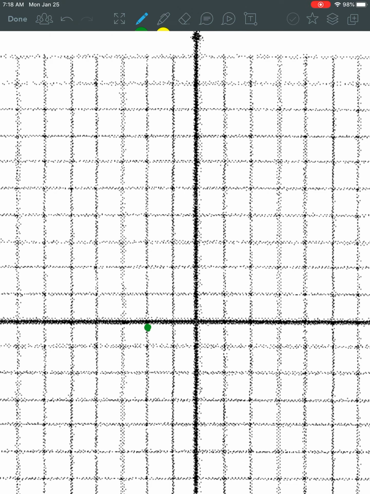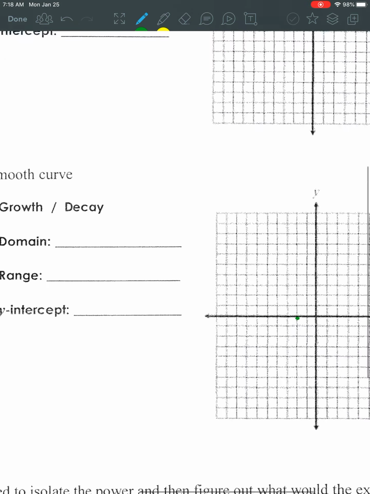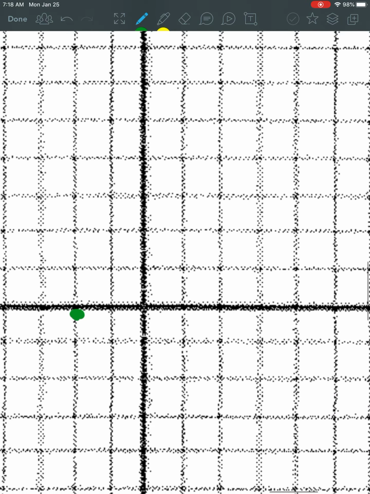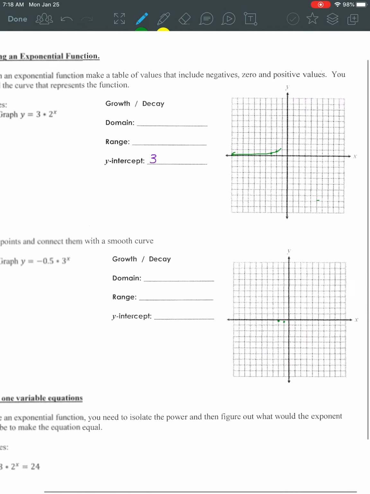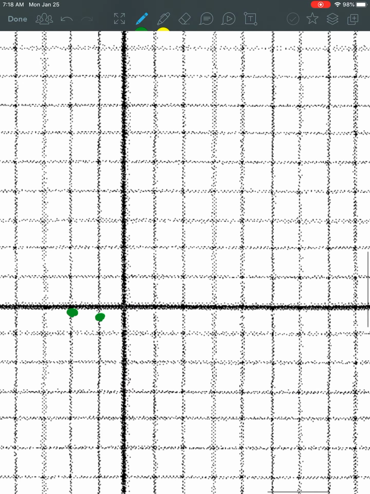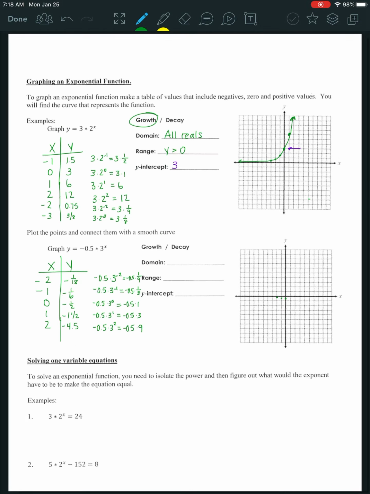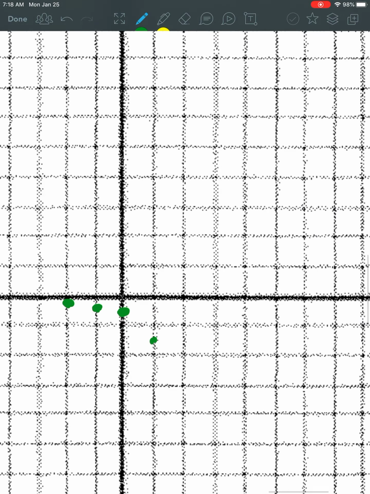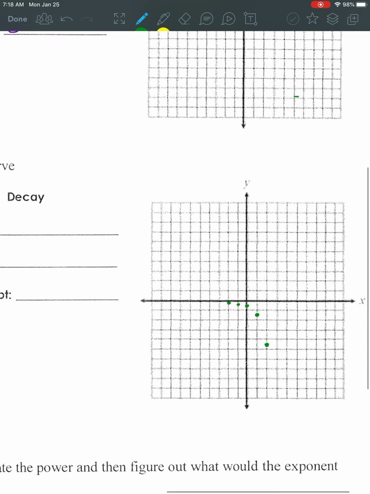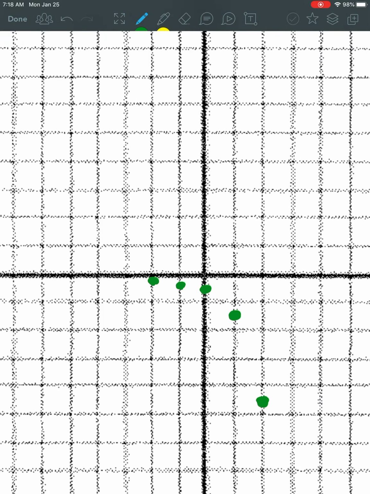So let's graph those ordered pairs, negative 2, negative 1/18. So we're going to be really close, but not on that line. Negative 1, negative 1/6. Drops down a little bit. 0, negative 1/2. 1, missed that one. 1, negative 1 and 1/2. And then it was 2, negative 4.5. And you'd see we probably fall off the graph on the next one.